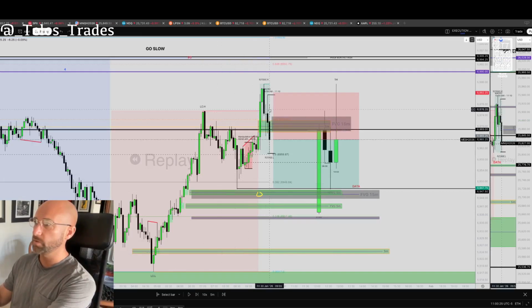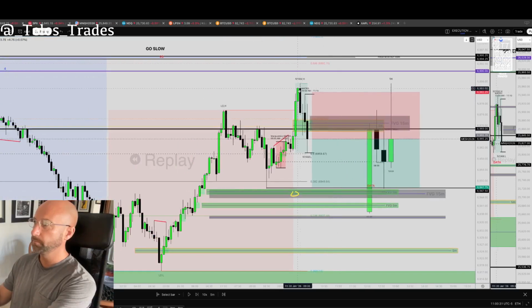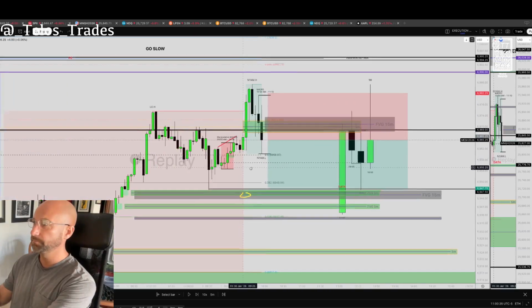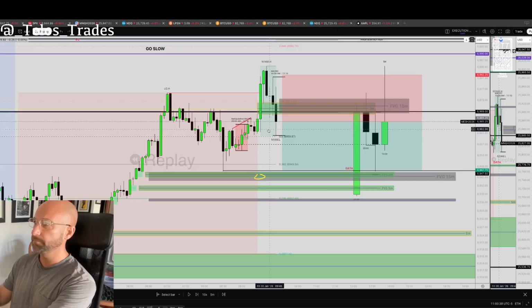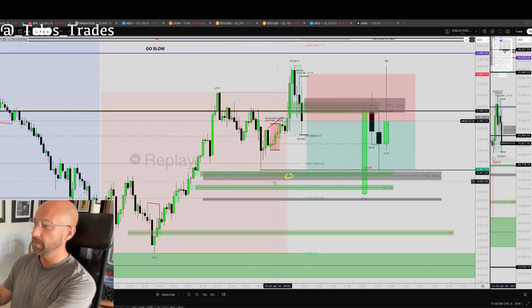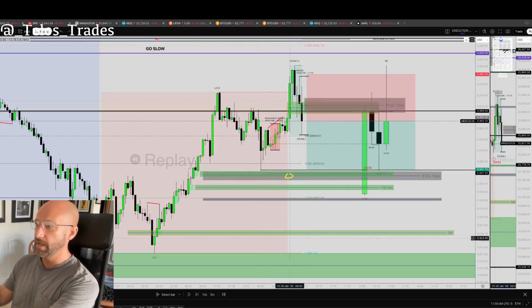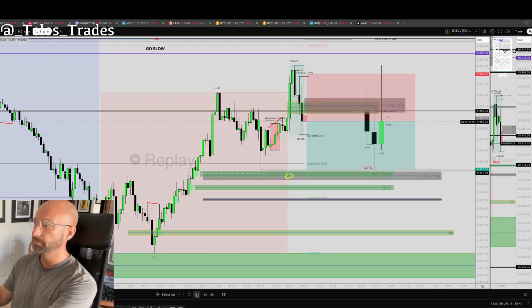So this was my entry. When I saw us close through here, my entry model is take the wick extreme of the candle that created the fair value gap. So that'll be this candle here. So my stop was here. Take profit down at the data lows, the PPI lows, and just for a 1-to-1.